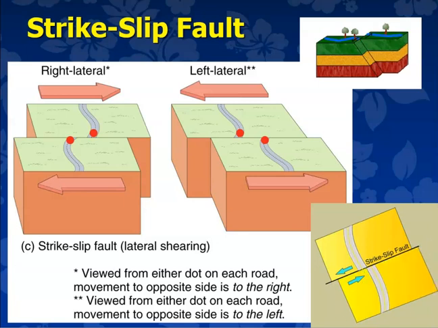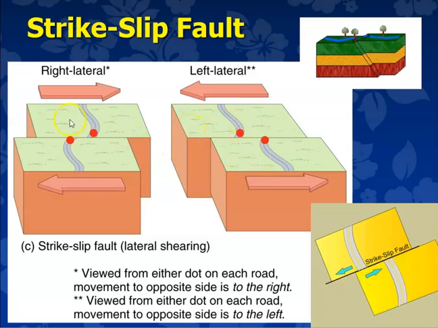in two different directions. So you'll notice it refers to right lateral and left lateral faults. If you're standing on this side of the fault line and you look across, what direction did the fault line move? It moved to the right. If I'm standing on this side of it and I look across, what direction did the fault line move? It moved to the left.